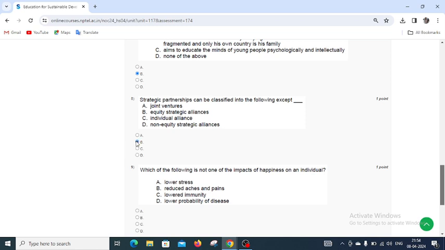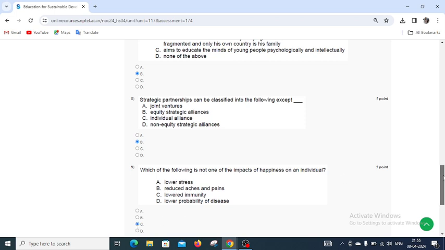Now moving to question number 9, which of the following is not one of the impacts of happiness on an individual? Lower stress, reduces aches and pains, lower immunity, lower probability of diseases. Lower immunity, that is C, lower immunity.